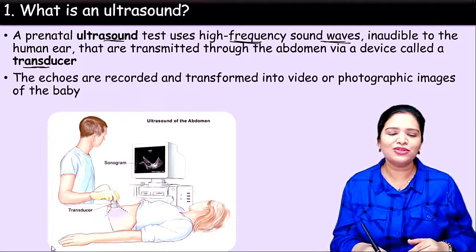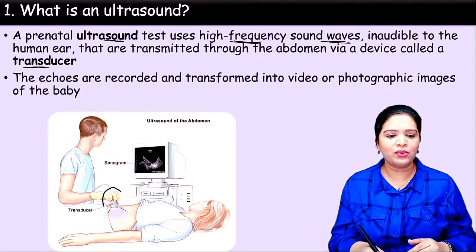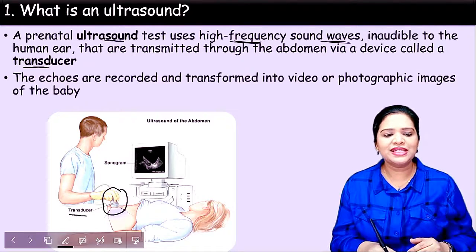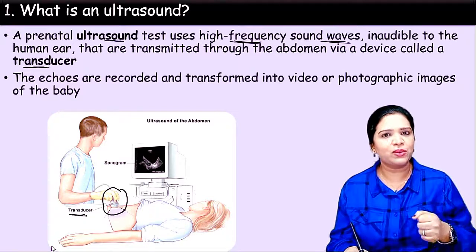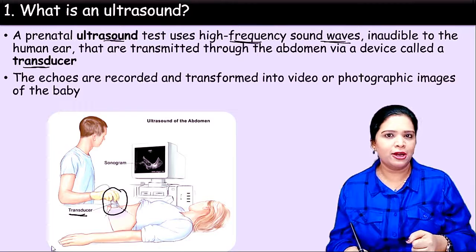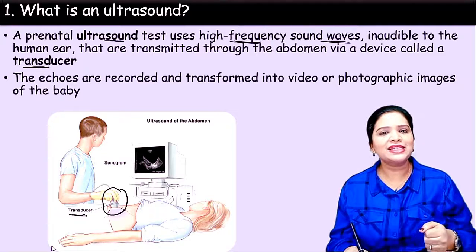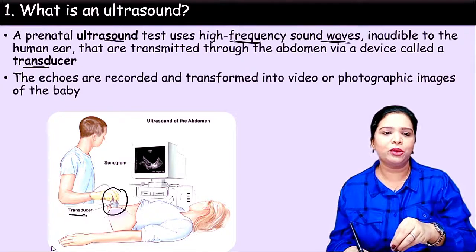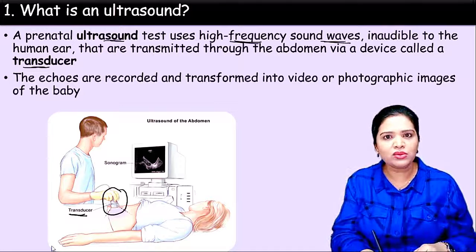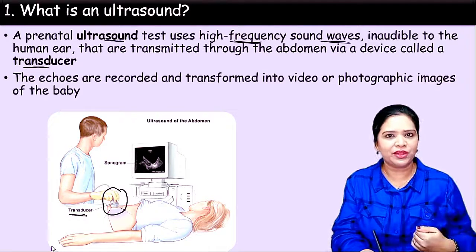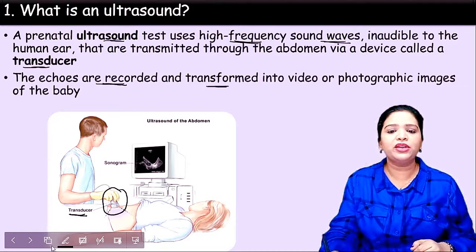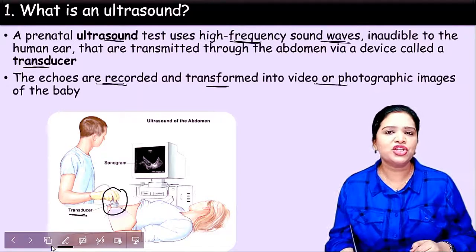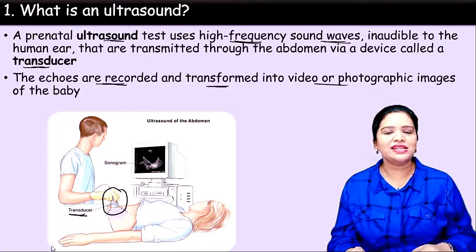Okay. So look at this picture. This doctor is having one object in his hand, right? So this is the transducer. This transducer generates high frequency sound. When it is kept on the abdomen, this sound penetrates through the abdomen, and what happens? The sounds are echoed back, and they are recorded and transformed into a video or an image form. So this is called ultrasound scanning. This is the principle of the ultrasound scanning.